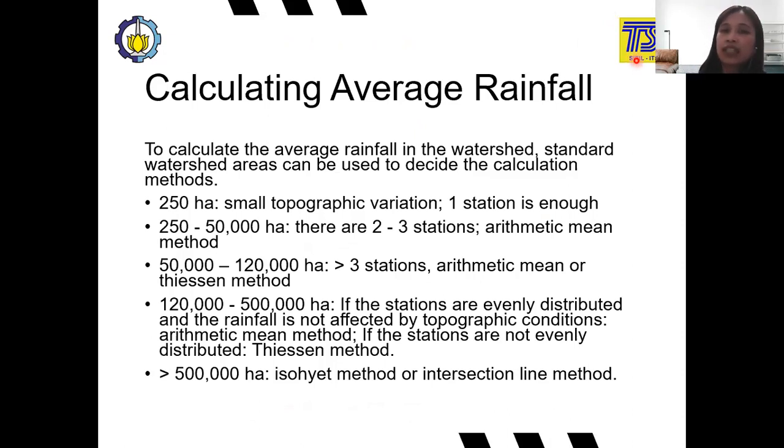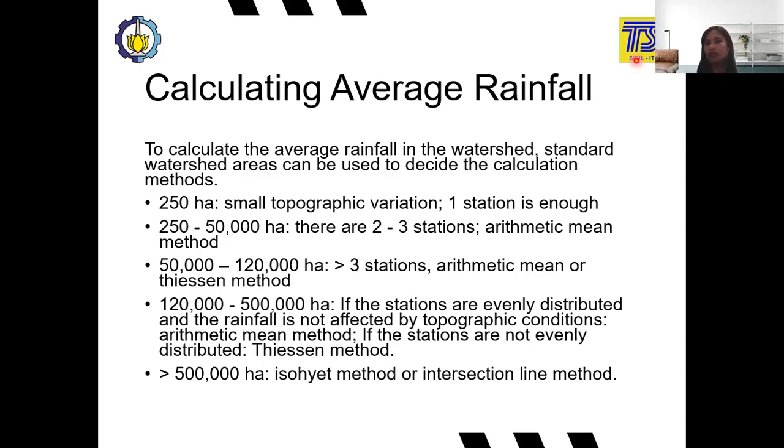And in calculating the average rainfall, we can decide how many stations we need based on the area of our watershed. Like here, for example, we have a small area of watershed. It only consists of 250 hectares. It is still considered small. It's actually about as big as one village, I guess.